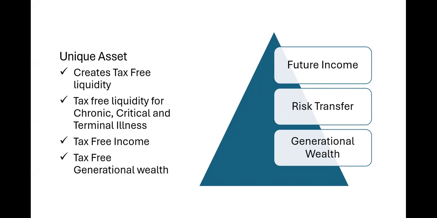That passes generational wealth. If you're insured for 5, 7, 10 times your income, and something were to happen, your family's going to receive generational wealth, not just the future income.